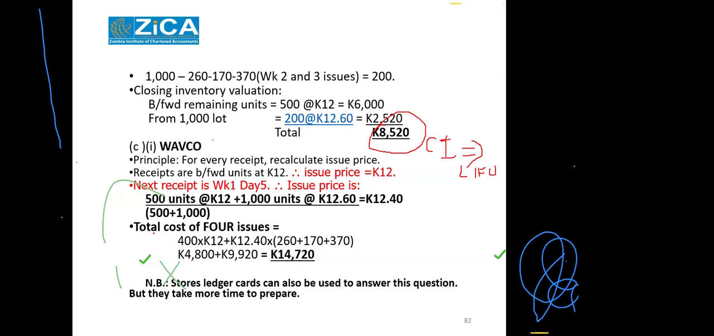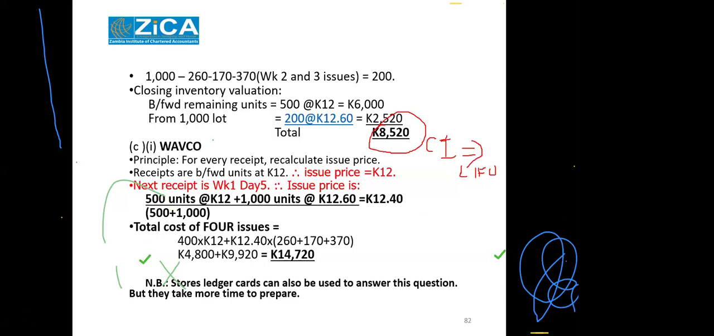Then the weighted average method. The principle is for every receipt, we calculate the issue price. So receipts are brought forward units at 12. So the issue price then in this case is 12, because that's the only receipt you have. So it follows that that is the issue price that you have.